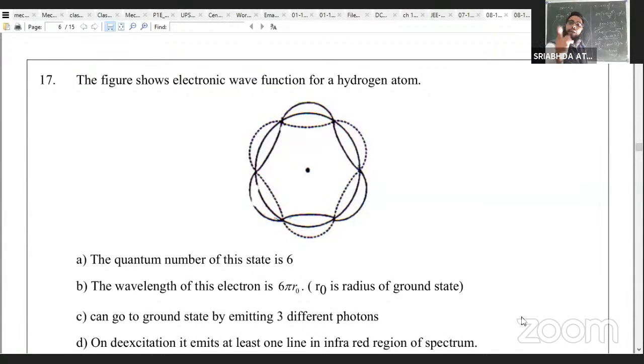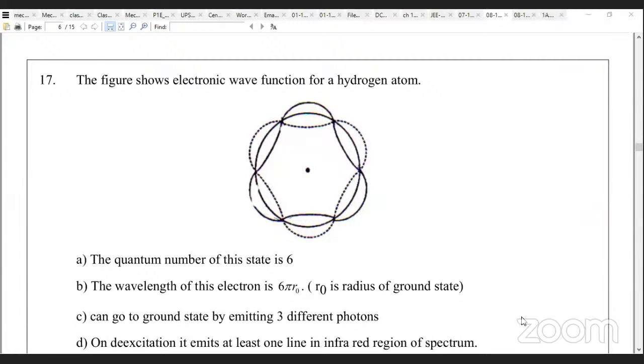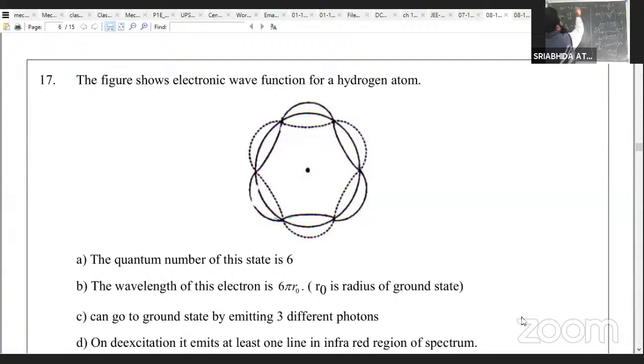It means by number of wavelength. See in your figure, that is on the screen right now, how many number of wavelengths are there? Can anyone tell? Three. Okay, don't count six. This is one complete wavelength. This is not a wavelength, it is lambda by 2. This is a wavelength. So which state are we talking about?